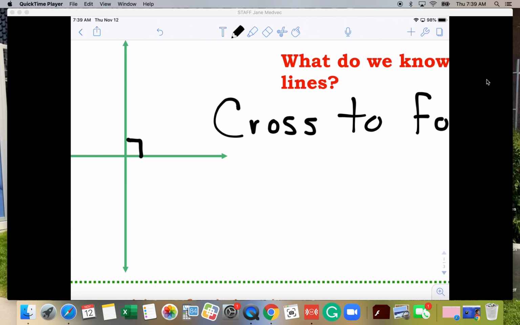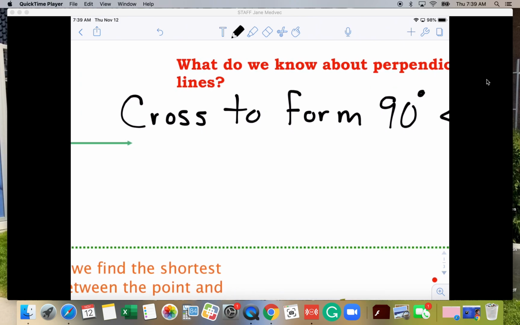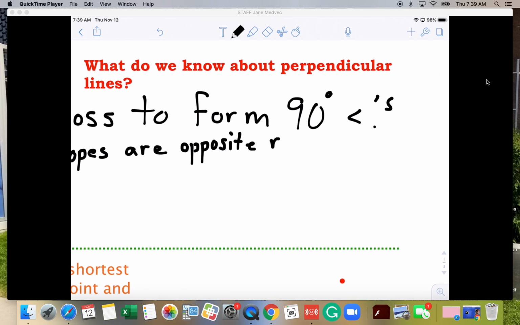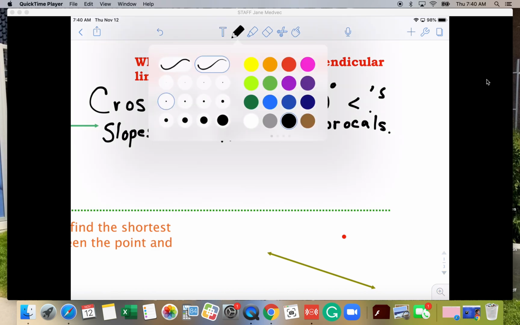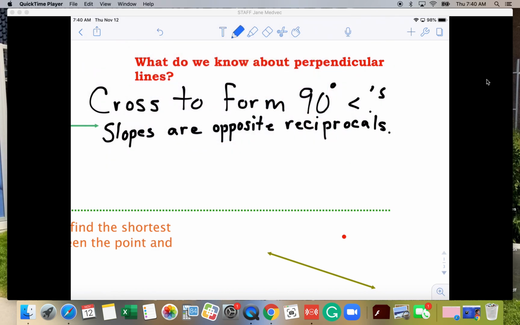Another thing that we know about perpendicular lines is the slopes are opposite reciprocals. And you go, well, what does that mean? Let's do a few examples. Let's say that I have the slope of 2/3 and I want the slope of a perpendicular line.